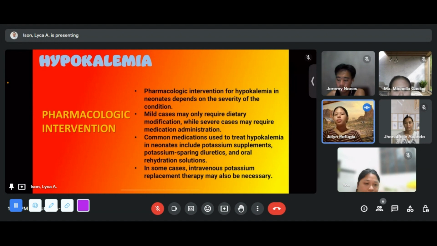So, let's go now to pharmacologic intervention. Gaya din sa hyperkalemia, nakadepende din yung pharmacologic intervention sa kung gaano ka-severe yung case ni baby. Pag mild cases, dietary modification. Pag severe cases, medication administration.